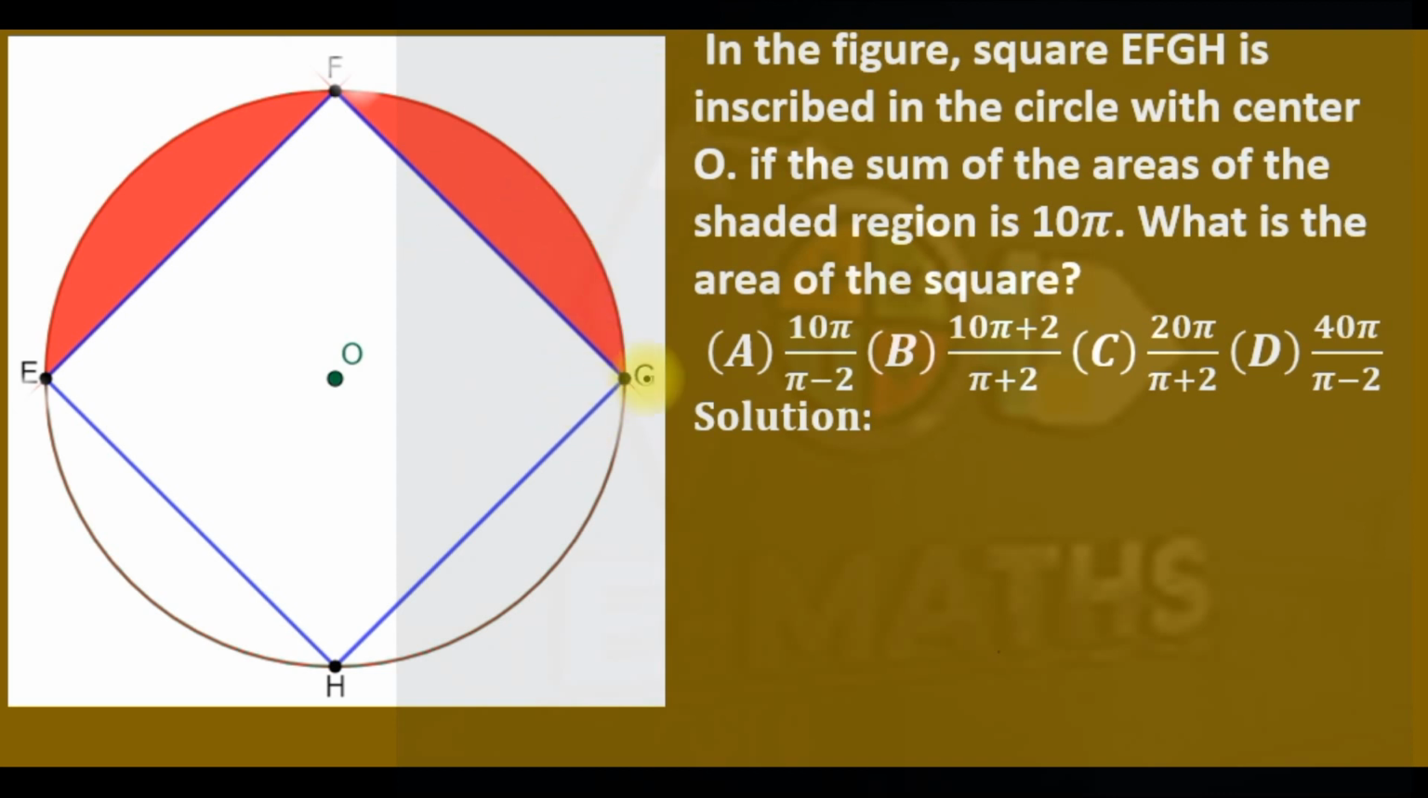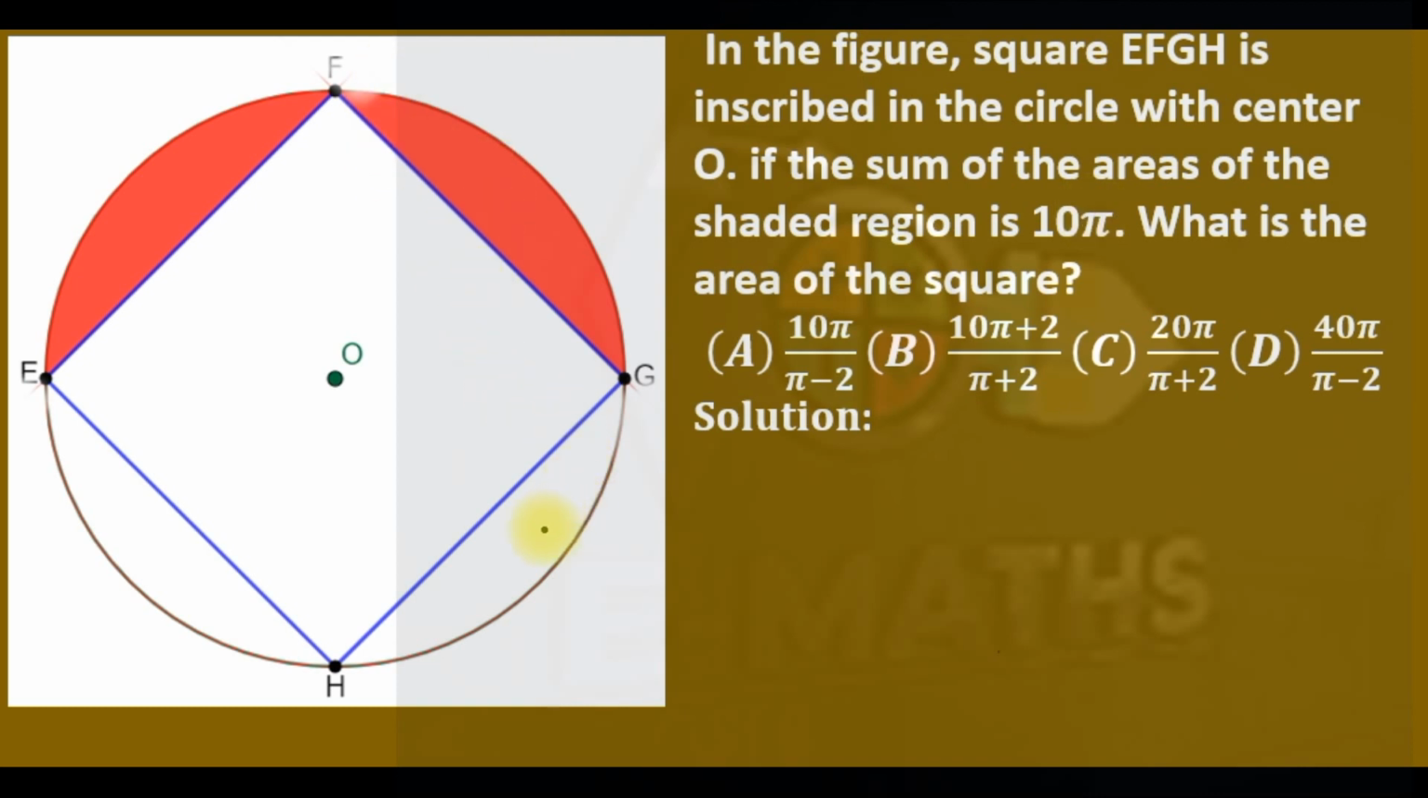We are asked to find the area of a square that is in the diagram given these two shaded regions. They said in the figure square EFGH is inscribed in the circle with center O. If the sum of the areas of the shaded region is 10 pi, what is the area of this square?